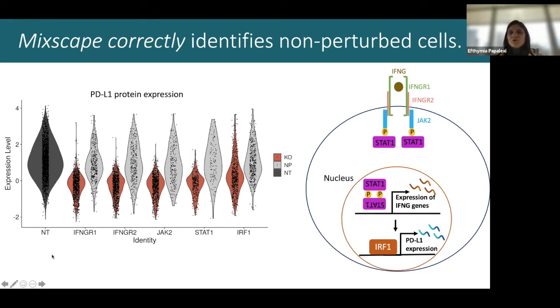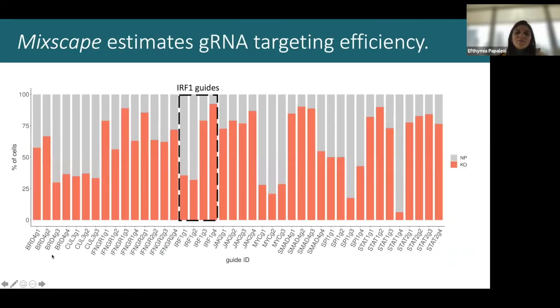After we were sure that Mixscape is working properly, we went ahead and applied it to all of the cells in the data set, and we could quantify for every target gene class the percentage of knockout and non-perturbed cells. We can split our data set even further based on which guide RNA a cell received, and you can see that with Mixscape, we can perhaps estimate guide RNA targeting efficiency as well. Here I have a rectangle around these IRF1 guides, and you can see that IRF1 guide 1 and guide 2 have a lot more non-perturbed cells than guides 3 and 4, suggesting that perhaps guides 1 and 2 have a low targeting efficiency.